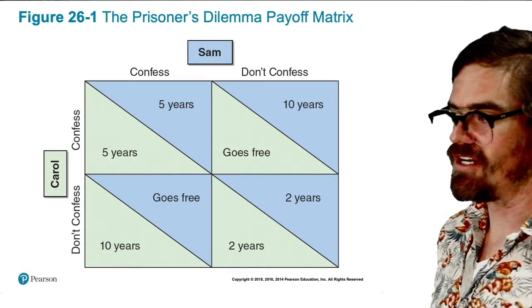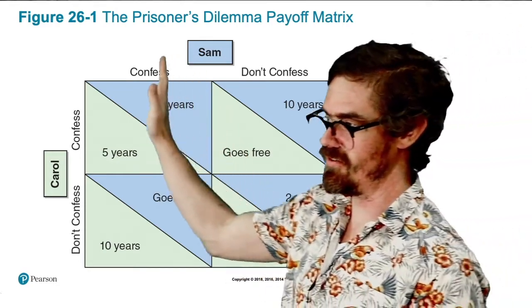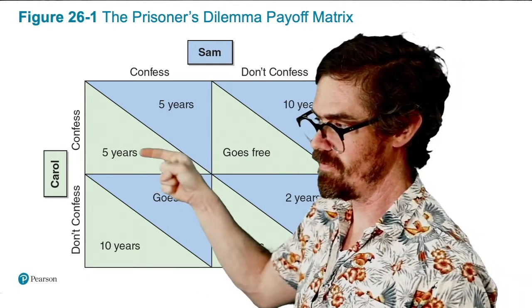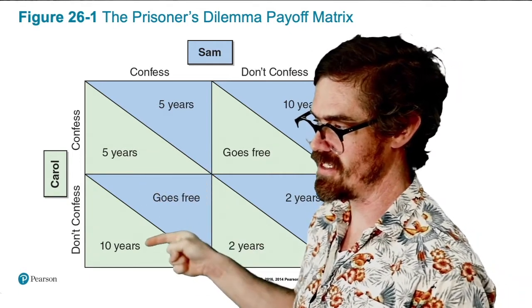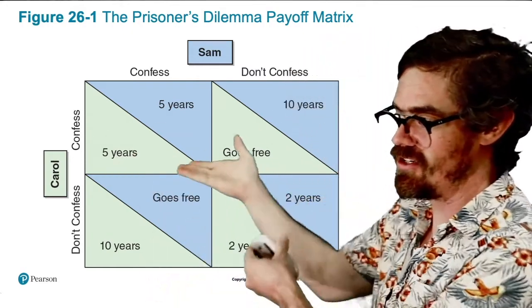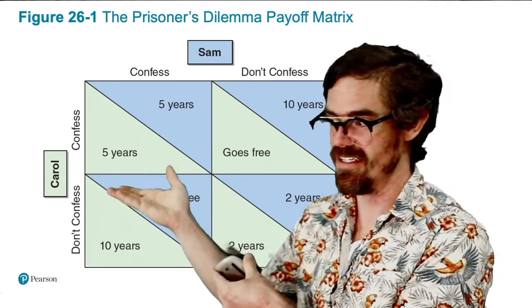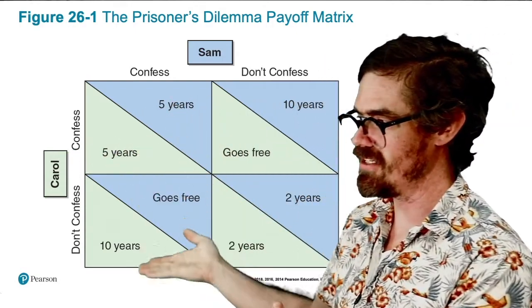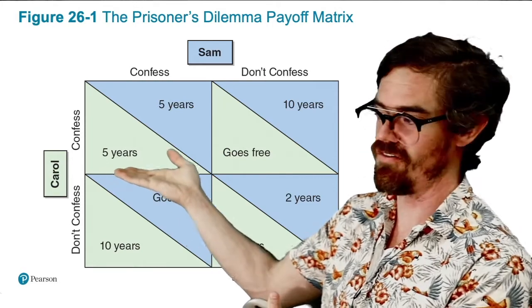What if, on the other hand, she assumes that Sam's going to confess and we're in this column? Well, what's her best outcome in that case? 5 years in prison is better than 10 years. And so, again, she should still confess. So here you should be seeing that this is the dominant strategy. It doesn't matter what Sam does. In both cases, it's best for Carol to confess.